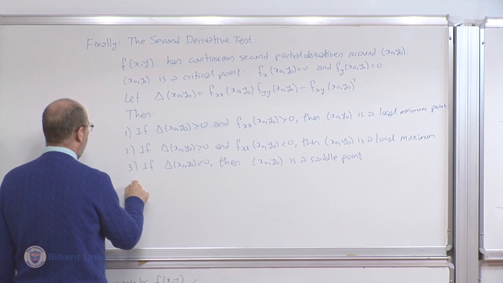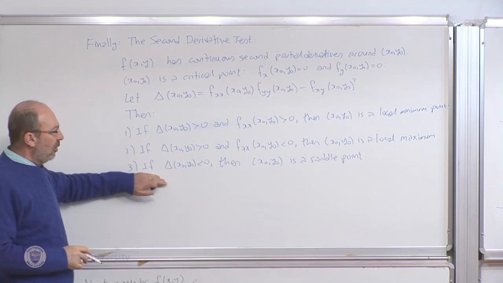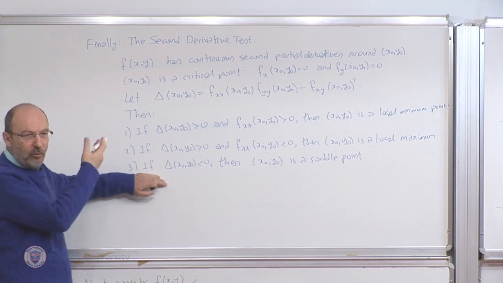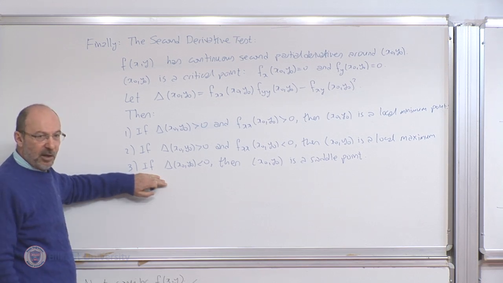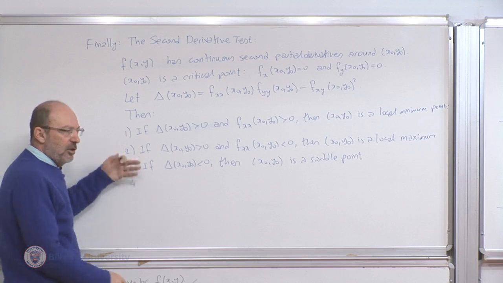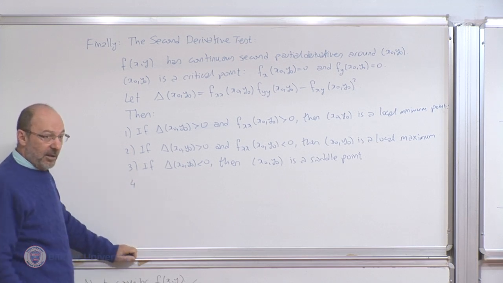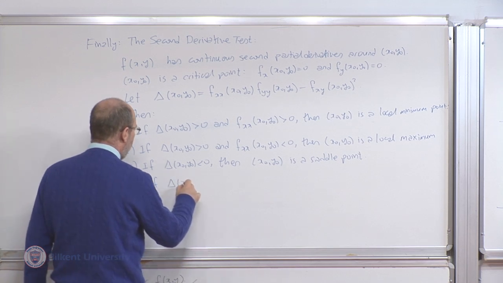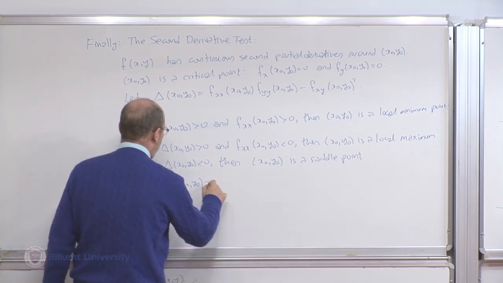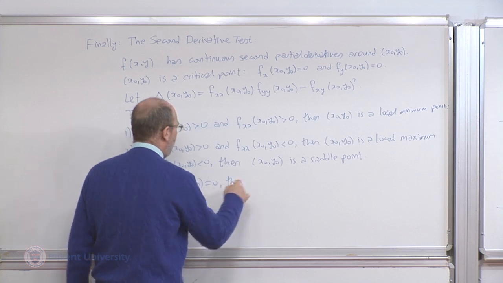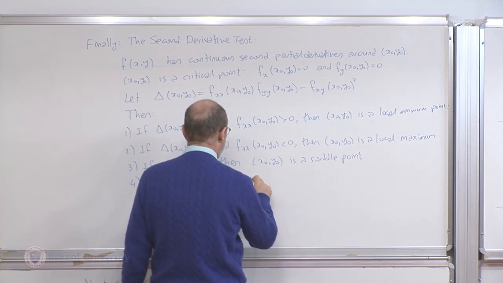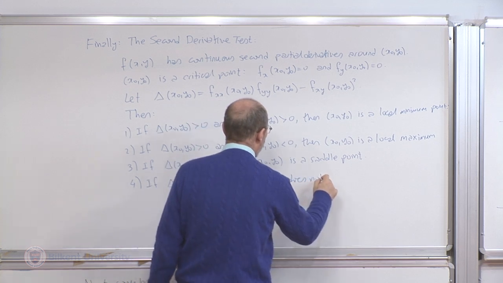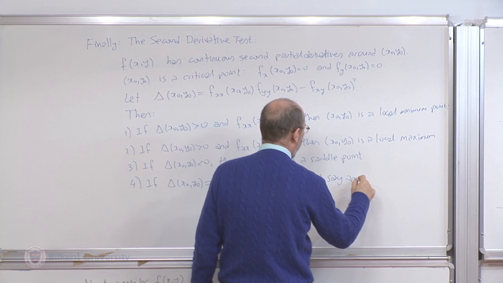And fourth, well, actually we can stop here. So what happens when the discriminant is 0? Well, you can't use this. You see, it doesn't make any claims there. But just to emphasize it, we sometimes include this. If the discriminant at x sub 0, y sub 0 equals 0, then you are on your own. Then this test does not say anything.